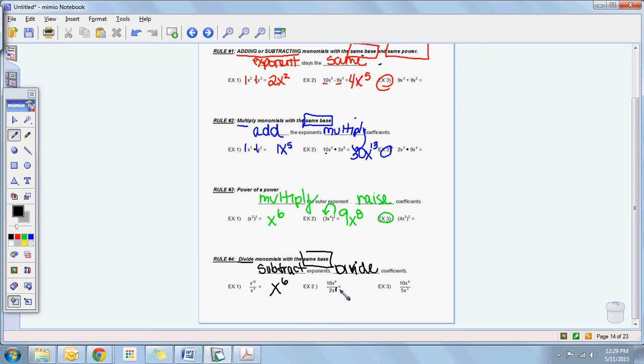Let's deal with the x's. There's a hidden exponent down there. It should be x to the 1st. So I have x to the 6th over x to the 1st. Subtract those exponents and you get x to the 5th. And then I have my coefficients. 18 divided by 2 would give you 9. Easy as that. All right. Try example 3 and you are done. Remember those power rules. Stay powerful, y'all.